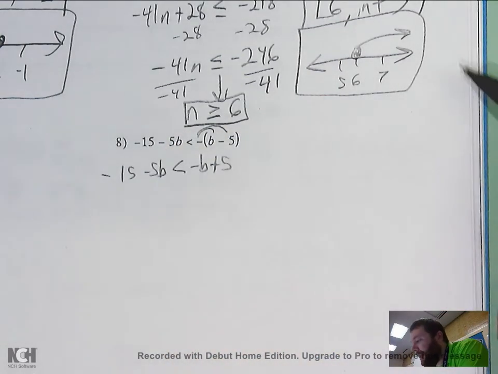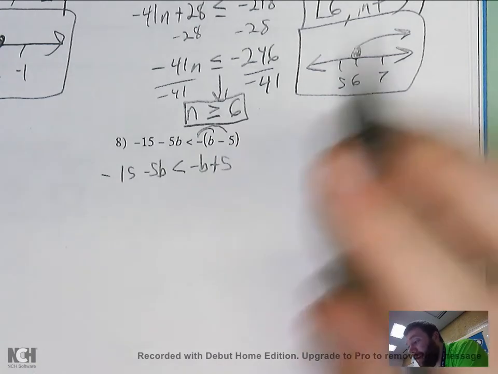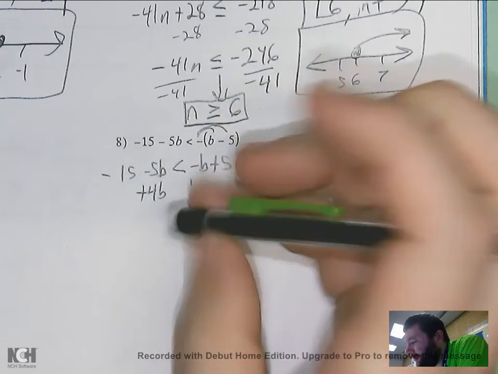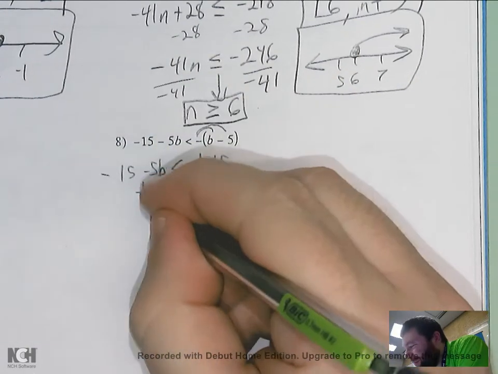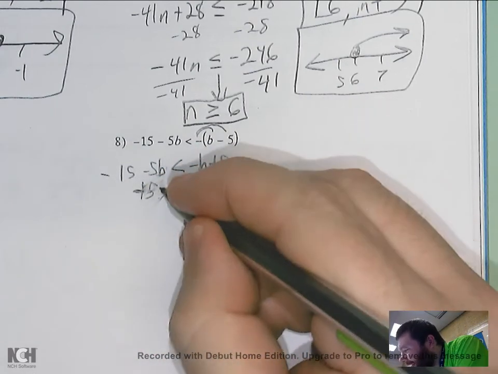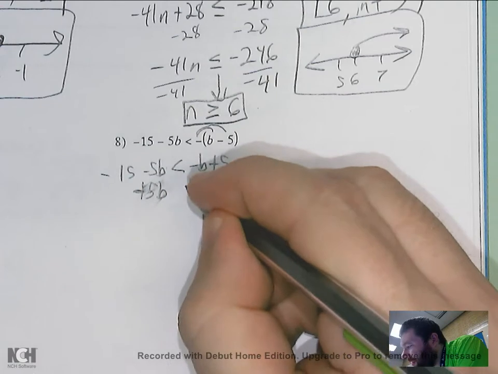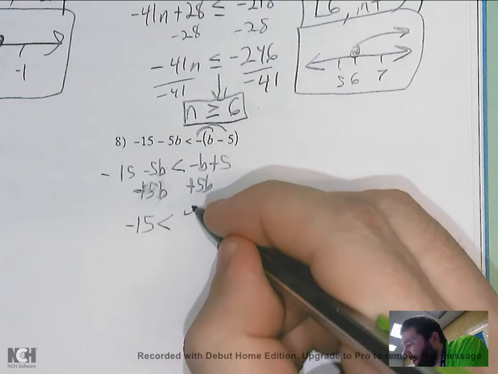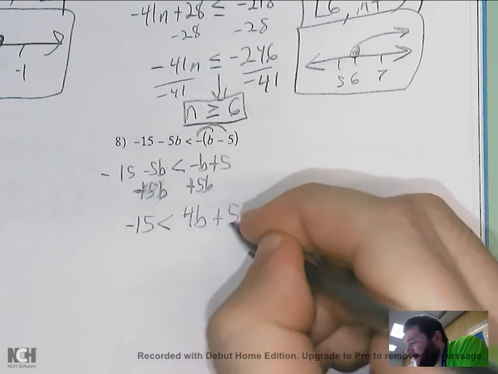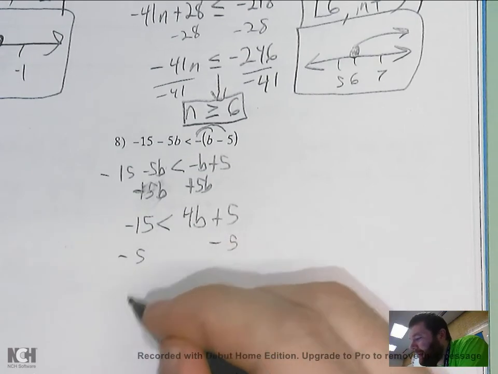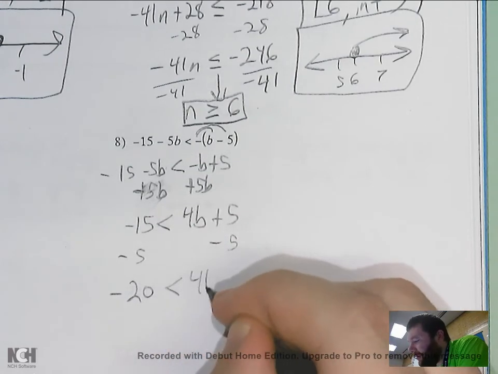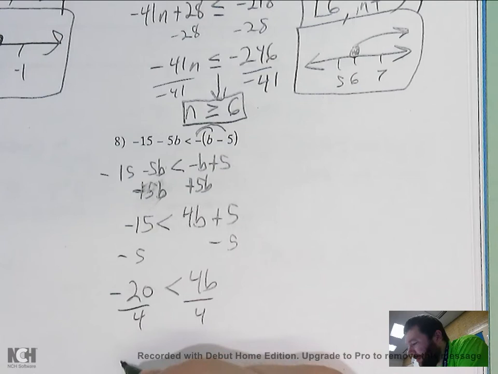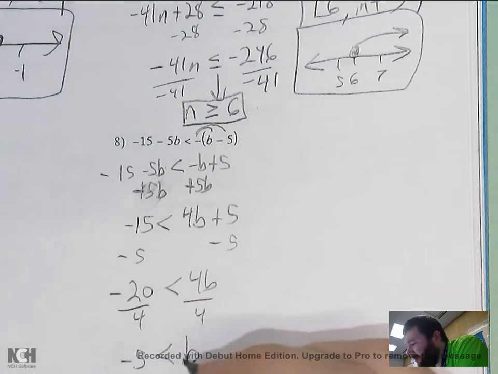Okay. Then I'm going to move the variable to one side. Again, I like to move the variable in a way that makes them positive, so I don't have to worry about flipping the sign. So I'm going to add 5b to each side, and it's going to become 4b. So I get negative 15 is less than 4b plus 5. And then I would minus the 5 from each side. Gives you negative 20 is less than 4b. And then divide by 4. And again, it's positive, so the sign stays the same. I'm going to get negative 5 less than b.